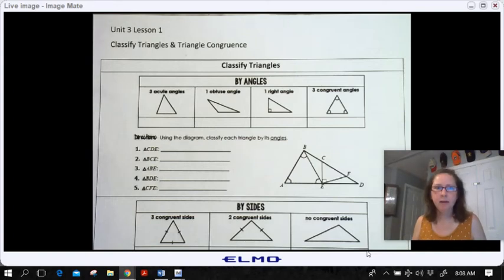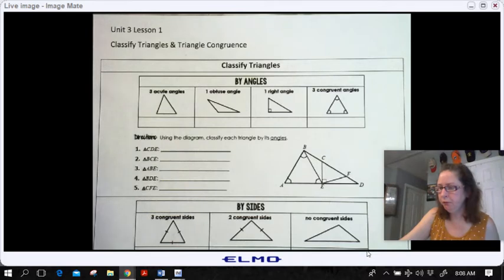Hey guys, today we're starting Unit 3 with classifying triangles and talking about triangle congruency. Alright, so let's just start by first classifying triangles by their angles. And this should be pretty simple for us.